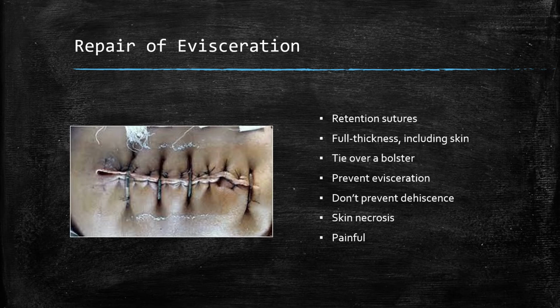The classic way to repair an evisceration is with the use of retention sutures. This is a mass closure that involves all layers of the abdominal wall, including skin, subcutaneous tissue, fascia, and muscle. These sutures are then tied down over a bolster. The goal of this type of repair is to prevent another evisceration, but it doesn't prevent another dehiscence. Retention sutures are painful and they cause skin necrosis as well, and so they're not a perfect solution to a difficult clinical problem.